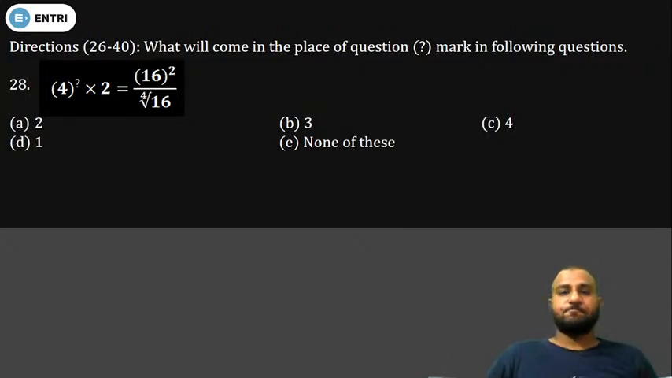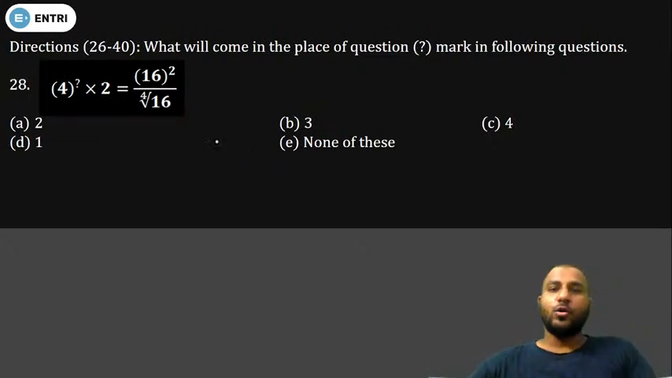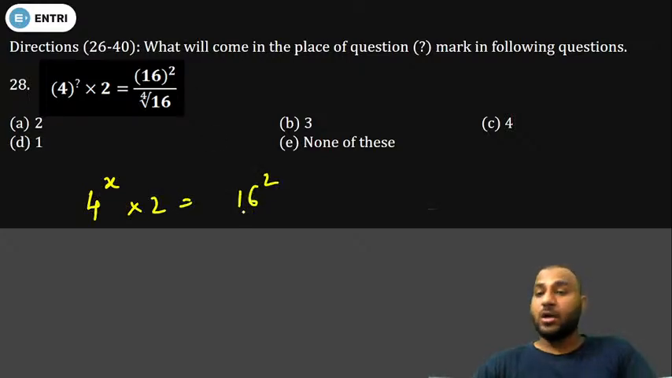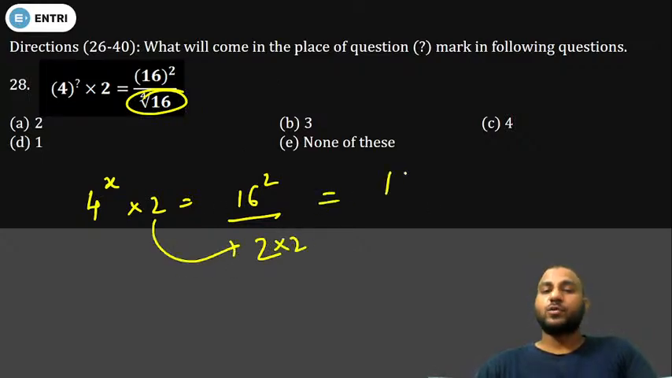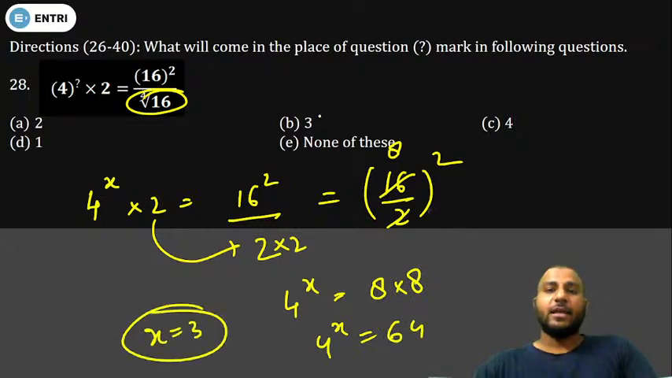Come on, can you get that? Look at this, 4 to the power x into 2. Here 16 square. Do not use 16 square, divided by 2. Why? Because the 4th root of 16 will be 2. When you multiply with 2, it will become 2 square, which means 16 divided by 2 square combined. So clearly 4 to the power x equals 8 into 8. 4 to the power x equal to 64, which means the value of x comes as 3. Yes, B option is the correct one.